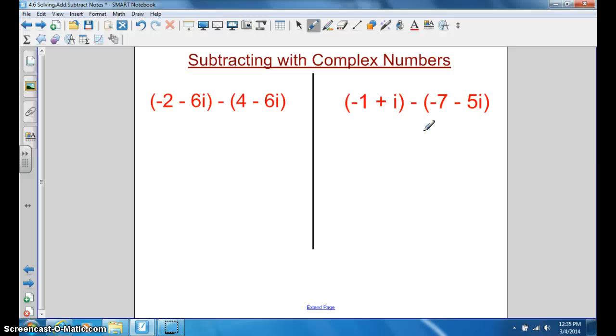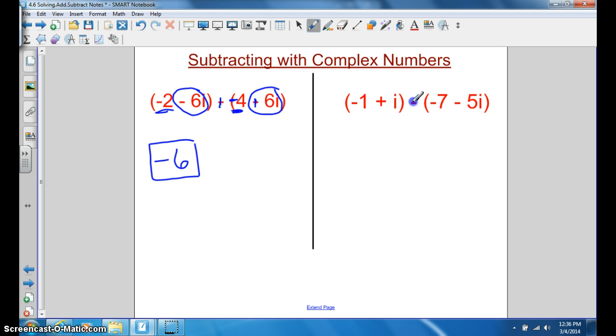Now, when we are subtracting complex numbers, we have to take this subtraction sign between the two parentheses and make it a plus, and then change all of our signs in the second parenthesis. So now we have a negative 2 minus a 4. So negative 2 and negative 4 gets us negative 6. Then we have a positive 6i and a negative 6i. Negative 6i, positive 6i, that gets us 0i, so we don't have to write it. So our final answer is just negative 6.